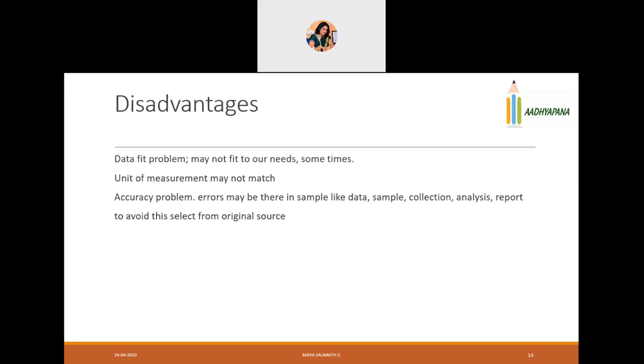Disadvantages: the data fit problem, it may not fit our needs sometimes. In fact, when you search for a word on Google, there will be a lot of irrelevant data which comes in also. So you will usually take some time to find the data which will fit your needs. A unit of measurement may not match for the secondary data.